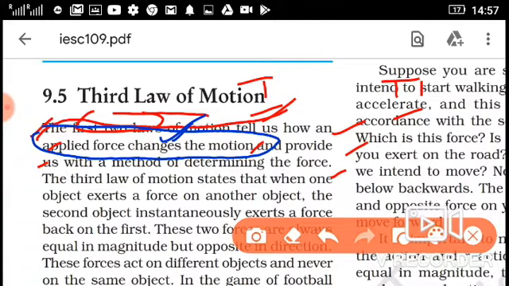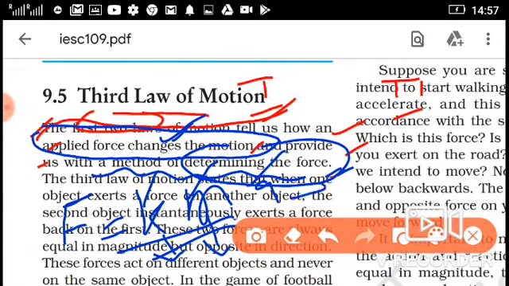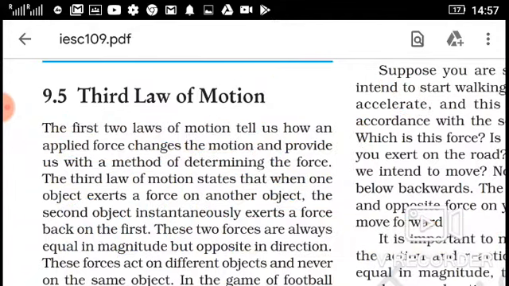Now it provides us a method of determining the force. That is the second law. How can you determine the force? By using the formula F = KMA. That is the formula for finding the force. K is a constant here, M is the mass of the object and A means acceleration. By using this formula you can find the magnitude, the value of force. Okay, these two laws suggest this.